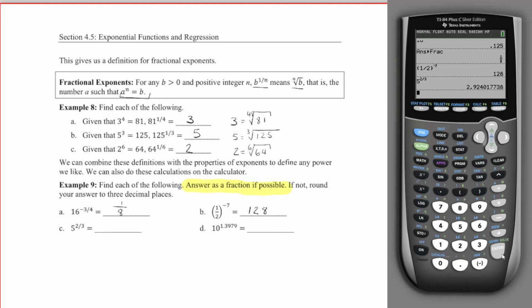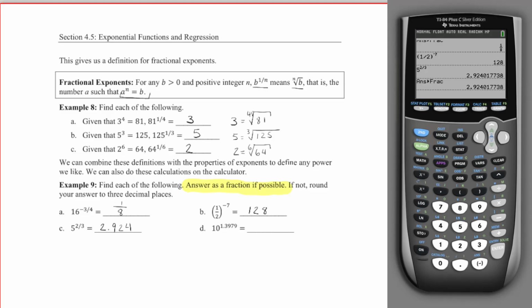Oh, well, that's an ugly decimal. Let's see if we can make that into a fraction. I try to convert that to a fraction, and the calculator says no. This number can't be written as a fraction. So according to the instructions, if we can't write our number as a fraction, we'll round it to 3 decimal places. So to 3 decimal places, 2.924.